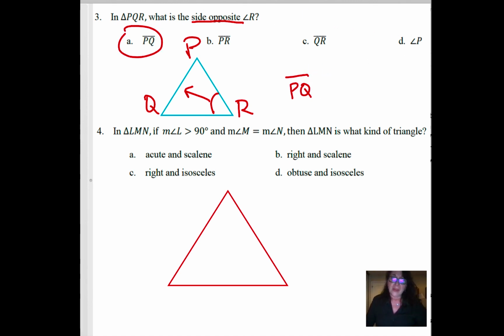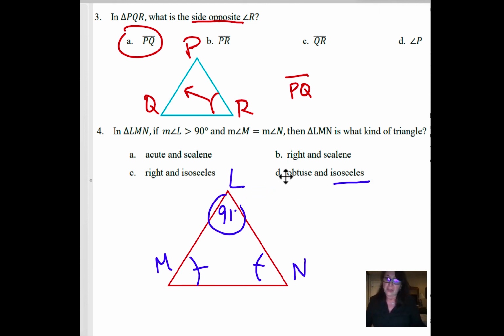So for this problem here, it says you have triangle LMN. So L, M, and then N. It says that angle L is greater than 90, so I'm going to call it 91. Angle M and N are equal, so they are the same measure. So what kind of a triangle is it? Well, I know the sum of these two angles is 89, and we would split that up because they're congruent. It would be isosceles, because if the angles are the same, then the sides are the same. That means it's isosceles. And anything greater than 90 is going to be obtuse, so I would say D.